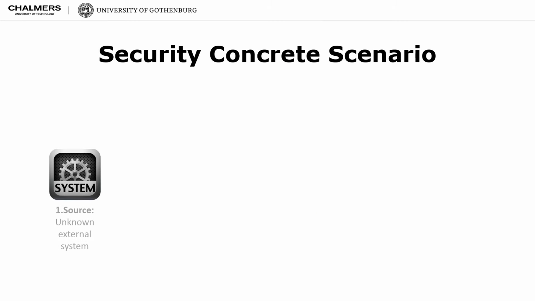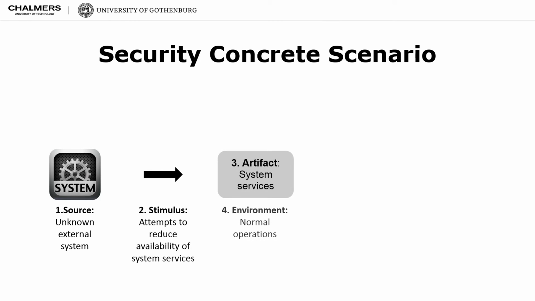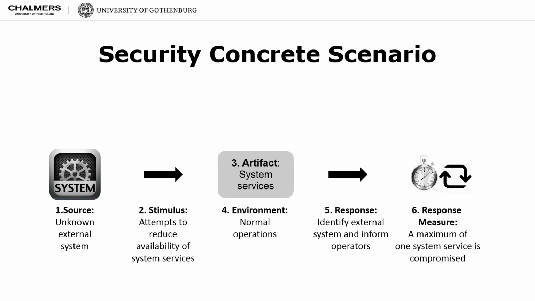The figure on the slide presents a concrete scenario for security. The system is being attacked by another external system with an attempt to reduce its availability or the availability of some of its parts during normal operations. The system swiftly identifies the attacker and notifies operators about the detected attack. In the event of such attack, a maximum of one system service could be compromised.